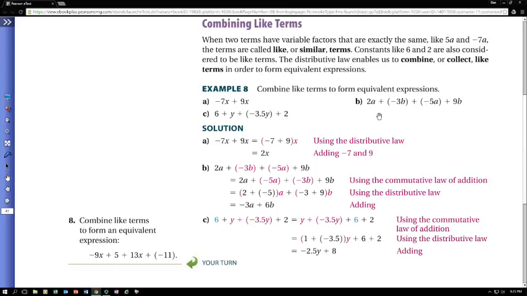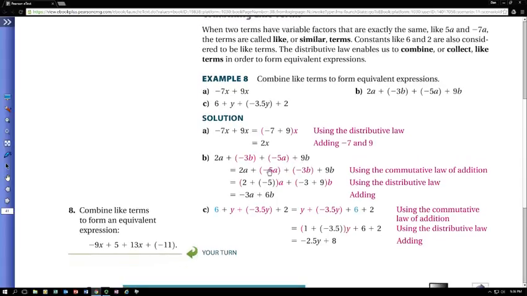Now in this case with b, we have 2a plus negative 3b plus negative 5a plus 9b. Now notice that the first thing they do is start changing the order, and they put the 2a and the negative 5a together at the beginning. And think about, why would they do that? Because they have a common variable factor right here of a. Then they have negative 3b and positive 9b, and we can add those.